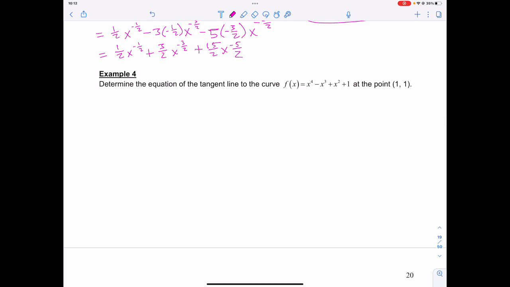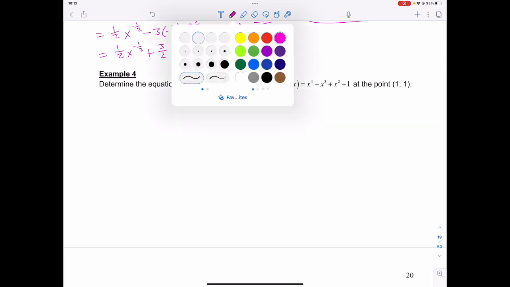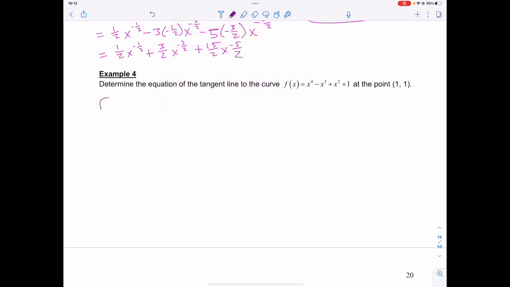For example 4, we're going to determine the equation of the tangent line to the curve f of x is equal to x to the 4 minus x cubed plus x squared plus 1 at the point of 1, 1. So the first thing is we're going to state, given this, that f prime at x is going to be, using the rules that we've just gone over, 4x to the 3 minus 3x squared plus 2x, and then the constant is just going to be 0.